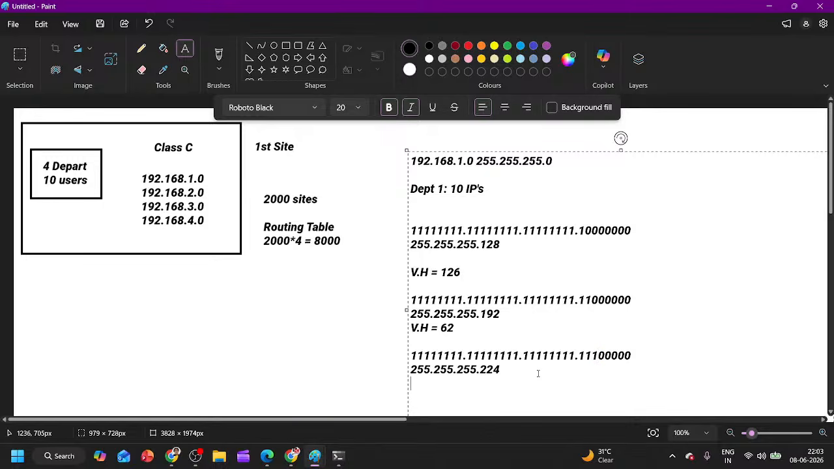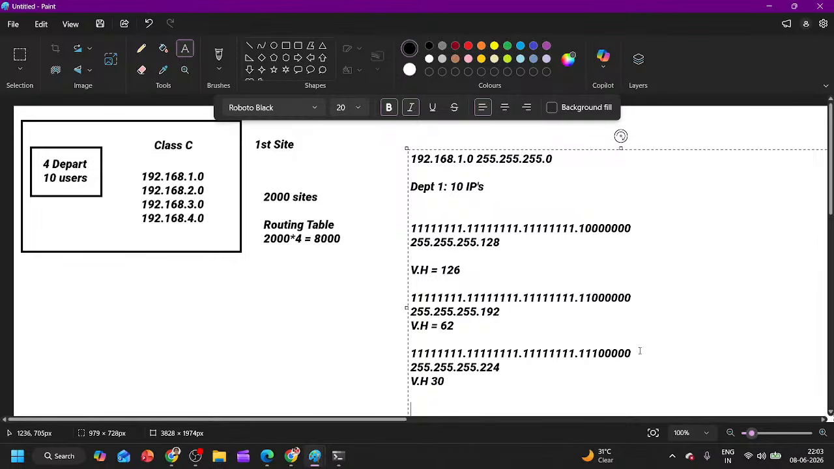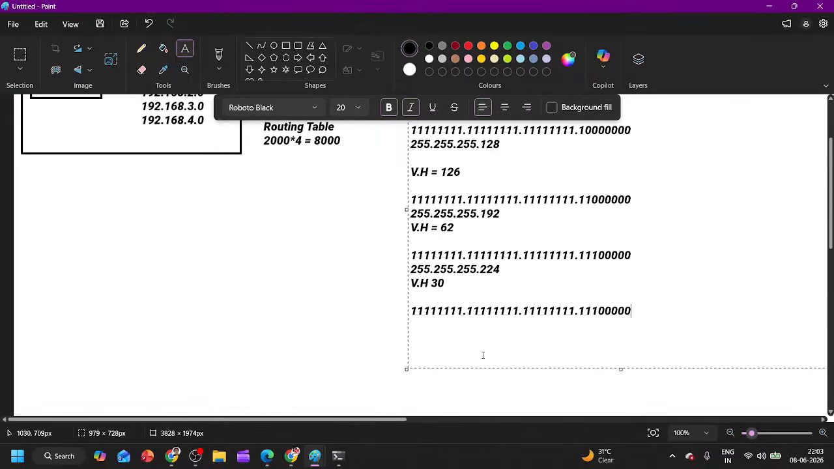And how many valid hosts are there now? 2 to the power 5 minus 2, 30. And if I increase one more bit, if I borrow one more network bit from the host portion, let's say 4 network bits and 4 host bits in the 4th octet, my subnet mask is 255.255.255.240, and the number of valid hosts is 2 to the power 4 minus 2. 2 power 4 is 16, minus 2, 14.